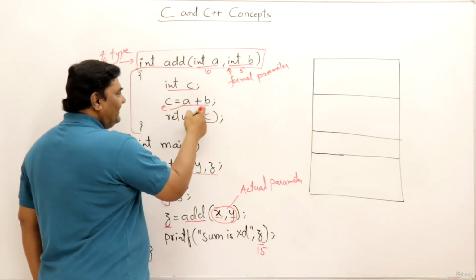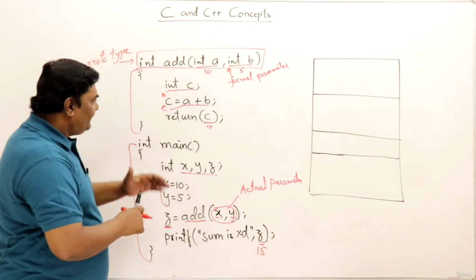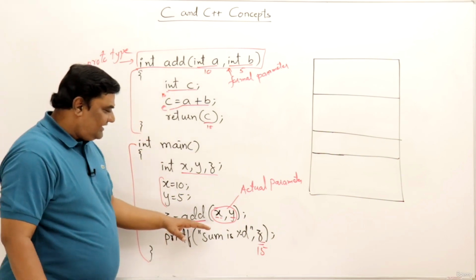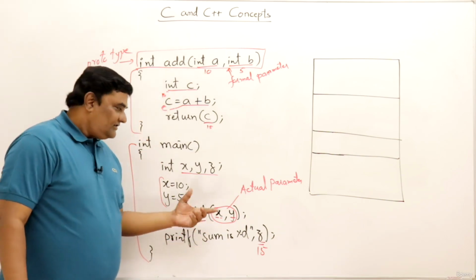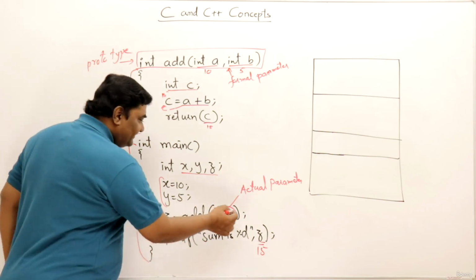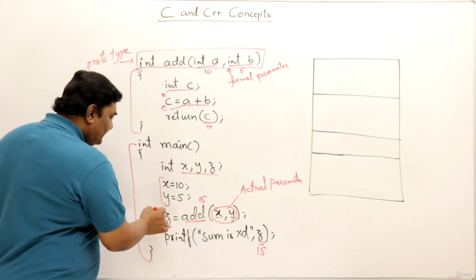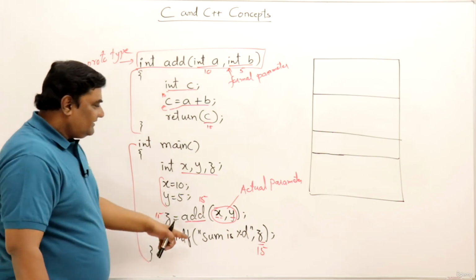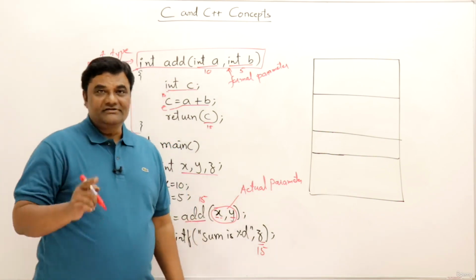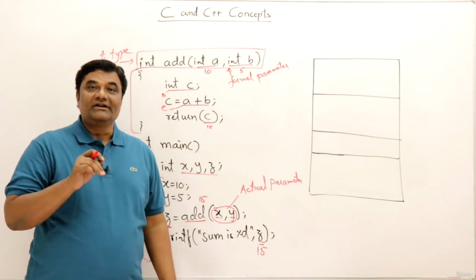Then in c, the addition of the values is done. This is 15, and 15 is returned. And when the function returns, it comes back to the line from where it was called. So the result of the function is 15. This becomes 15, and that 15 is assigned to z. So z becomes 15, and the value is printed. So this is the working. I have explained the parameters and the working.